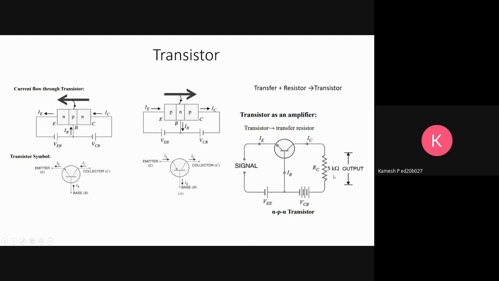So a transistor is also a type of amplifier where the current or output of any sort is amplified. Transistor is derived from two words: transfer plus resistor. You can see that IE is lesser than IC, which can be amplified at this resistor. That's why it's called transfer plus resistor.